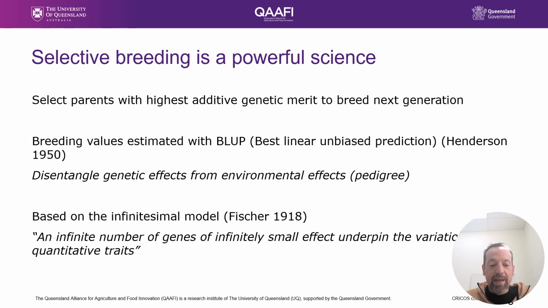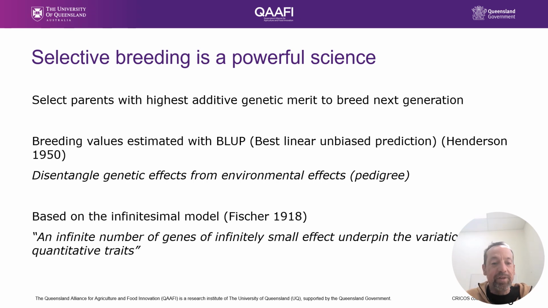To do this, we estimate breeding values, the additive genetic value of each animal that is a potential parent of the next generation, usually using best linear unbiased prediction. We'll go into more detail on what this is, but in this case it takes into account trait records on individuals as well as pedigree, for example.